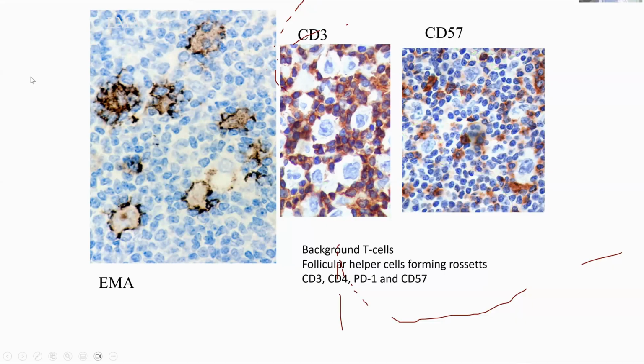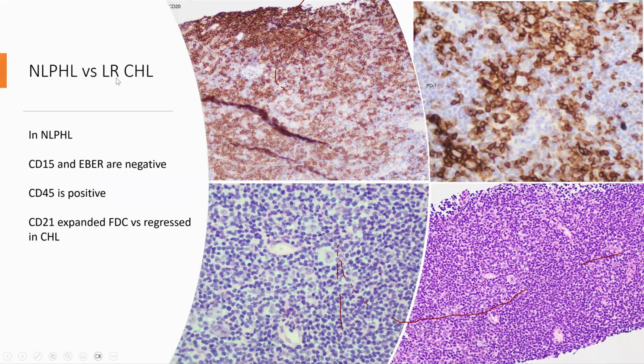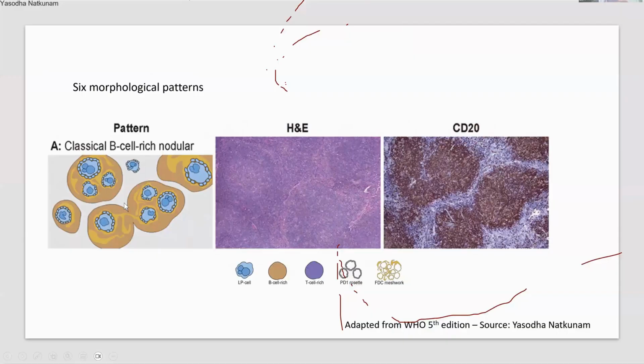So how do we differentiate between nodular lymphocyte predominant and lymphocyte-rich classic Hodgkin lymphoma? As we said, CD15 and EBER are negative in nodular lymphocyte predominant. CD45 is usually positive. This is PD1 staining, as you can see here, and this is CD20 staining. CD21 is a good marker, I don't have that example here, but it usually shows an expanded follicular dendritic meshwork in nodular lymphocyte predominant Hodgkin lymphoma. I'll not go into details on this.